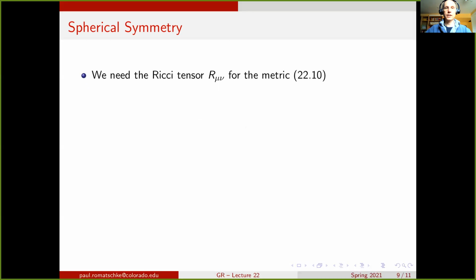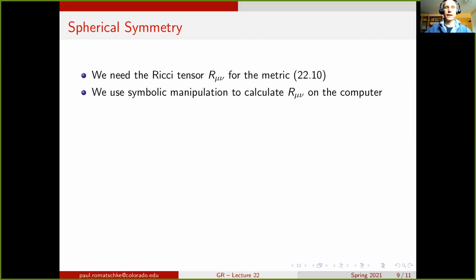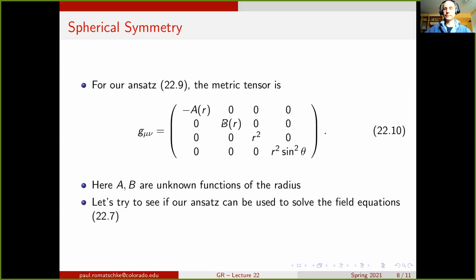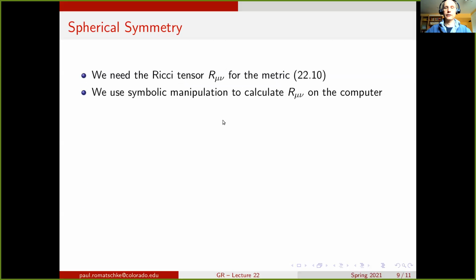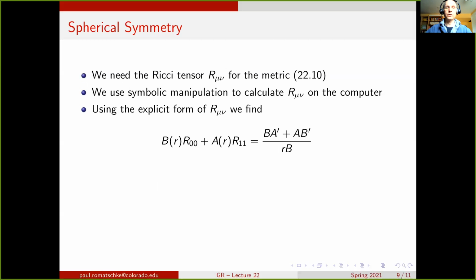To do this, we need the Ricci tensor for this particular metric. This is some work to do by pen and paper, so we use our computer program to calculate R_mu_nu for a metric tensor of this form. I will attach the Mathematica file to the course webpage. If we do this, we find an explicit form for R_mu_nu such that the combination R_00 plus R_11, suitably multiplied by functions b and a, has a simple form, namely b a prime plus a b prime over r times b.